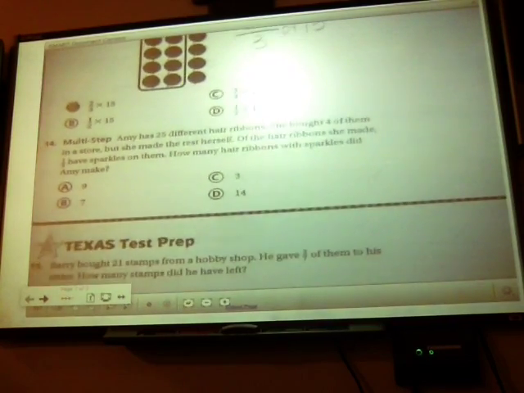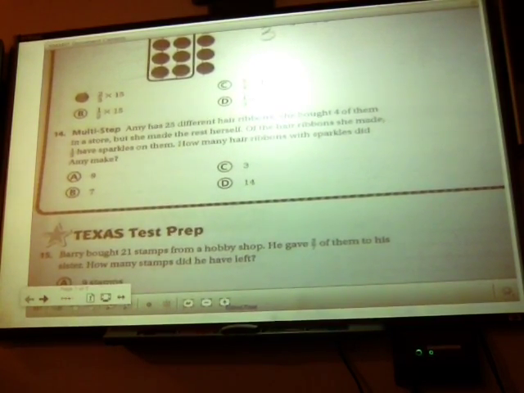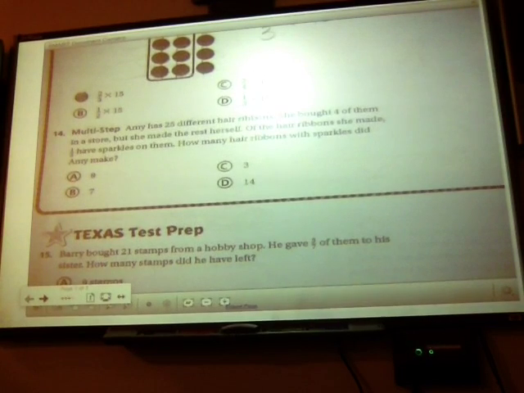All right, number 14. Read it to us, Madison. Amy has 25 different hair ribbons. She bought 4 of them in a store, but she made the rest herself. Of the hair ribbons she made, 1/3 had sparkles on them. How many hair ribbons with sparkles did Amy make?